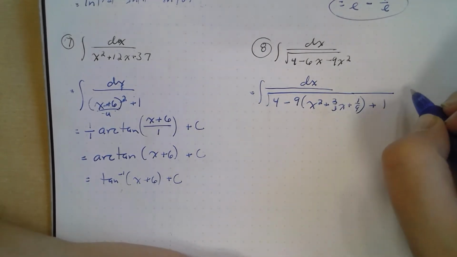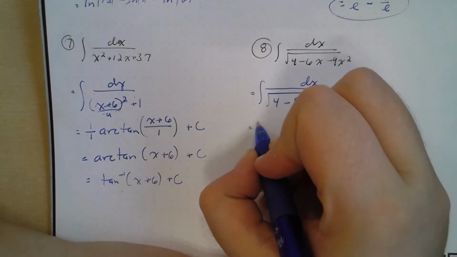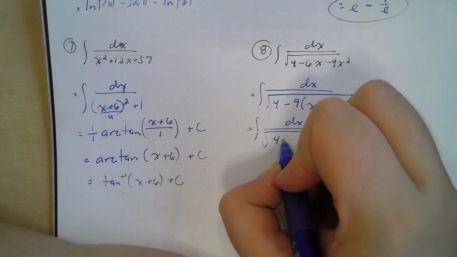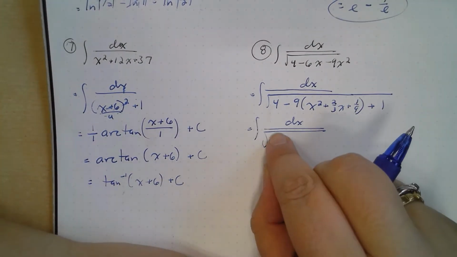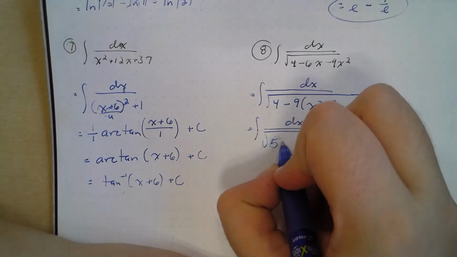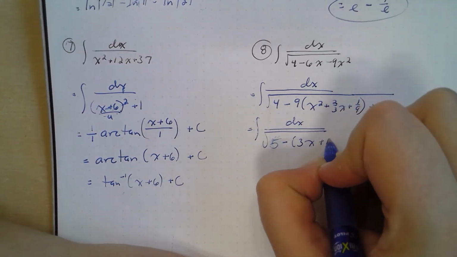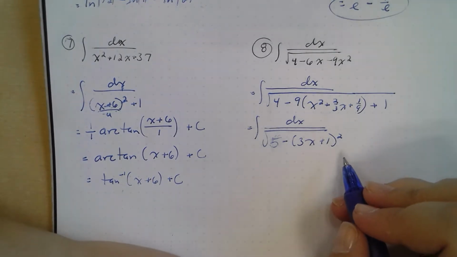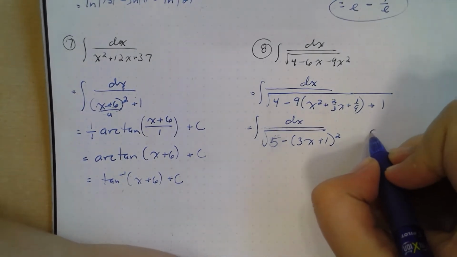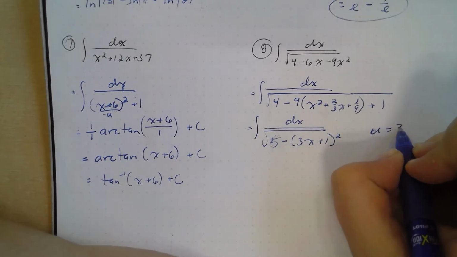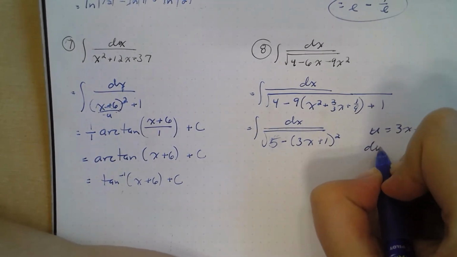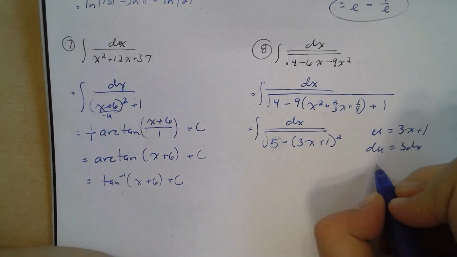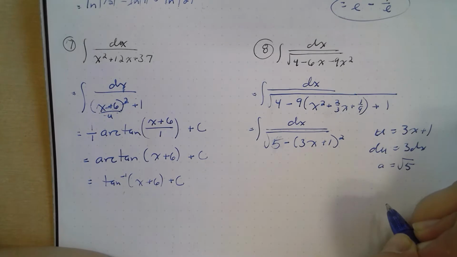And now we can actually use some u substitution. I'm going to rewrite this again as dx over the square root of, not 4, 5, because 4 plus 1 is 5, minus 3x plus 1 squared, okay? That, again, I just don't really want to dive into it. Hopefully you remember how to complete the square, but that's what's going on here. So u is equal to 3x plus 1, du is equal to 3 dx, right? And just for reference here, a is equal to the square root of 5, okay?